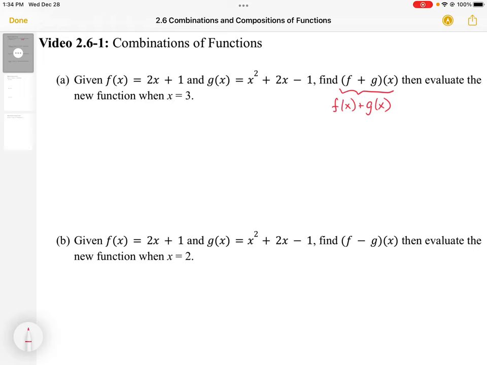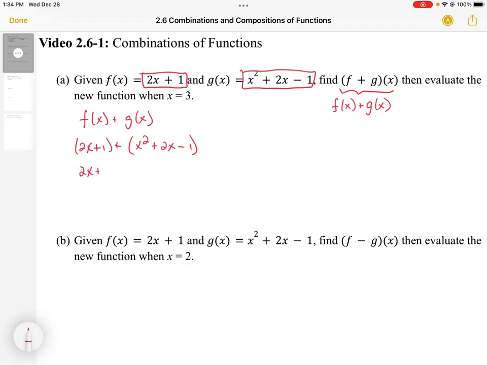So what we're going to do is I like to use the notation that I just wrote there. And I'm just going to substitute 2x plus 1 in for f of x and x squared plus 2x minus 1 for g of x. Notice I substituted in parentheses. And now I'm just adding these two functions together, so I actually don't even need the parentheses. I'm just going to drop them.